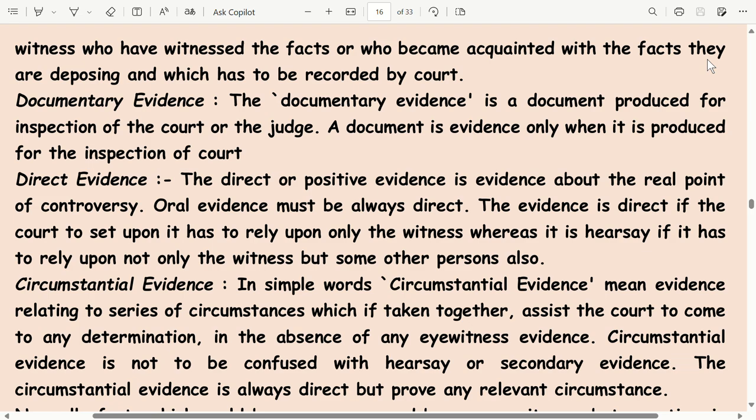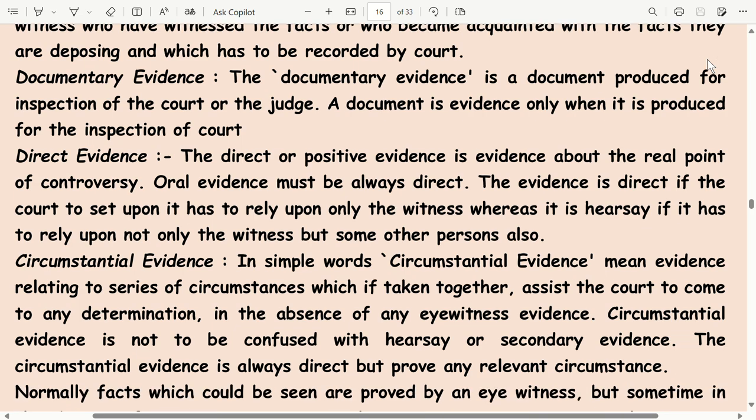Circumstantial evidence. In simple words, circumstantial evidence means evidence relating to a series of circumstances which, if taken together, assist the court to come to a determination in the absence of any eyewitness evidence. Circumstantial evidence is not to be confused with hearsay or secondary evidence. Circumstantial evidence is always direct but proves a relevant circumstance.